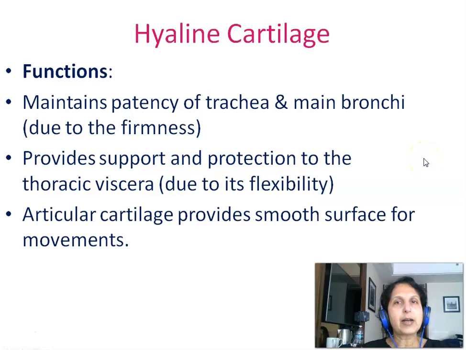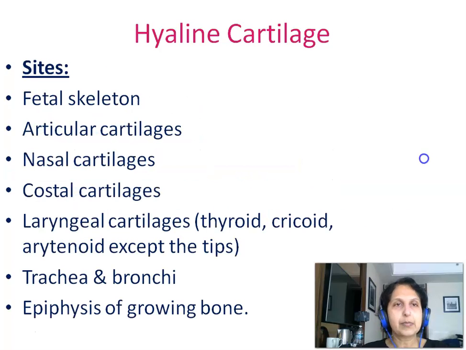The functions of hyaline cartilage: maintains patency of the trachea and main bronchi due to its firmness, provides support and protection to the thoracic viscera due to its flexibility, and the articular cartilage provides a smooth surface for movements. The sites where we see hyaline cartilage: the fetal skeleton, articular cartilages, nasal cartilages, costal cartilages, laryngeal cartilages, that is the thyroid, cricoid and the arytenoid cartilage except the tips of the arytenoid, the trachea and bronchi, and the epiphysis of growing bone.